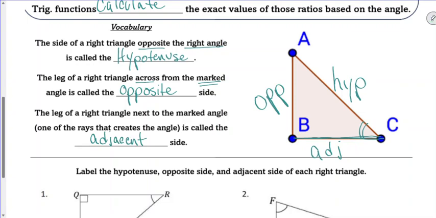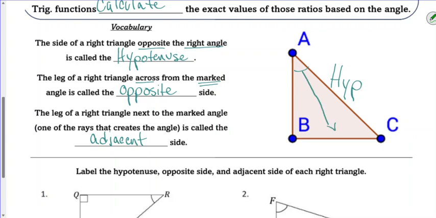If I had said that this was my marked angle, you can keep that, you don't have to erase this, but let's say I had said that A was my marked angle. The hypotenuse never changes, that's still this side. It's still the longest side of the right triangle. The opposite one now is across from that. This one becomes the opposite one. This one becomes the adjacent. So it's all related to the angle that's marked there. Whichever one's directly next to it, or creates that angle as one of the rays with the hypotenuse, is called the adjacent side. The one that's across is called the opposite side.